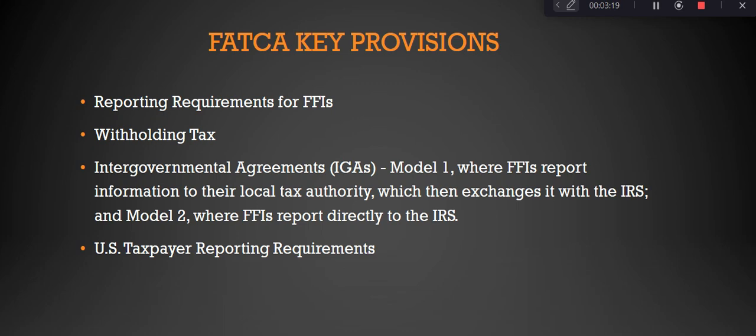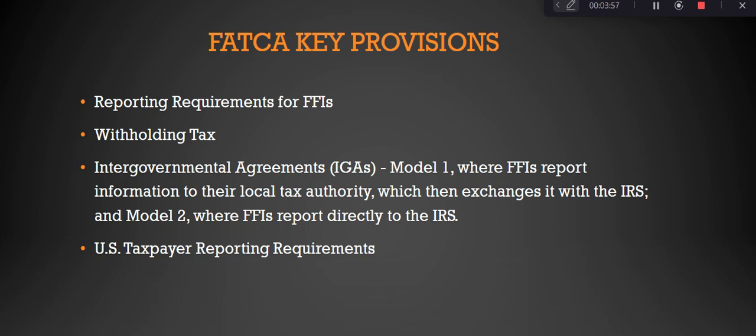In Model 1, the FFIs of the local jurisdiction will go ahead and report the findings to the local tax authorities. These tax authorities will go ahead and exchange the information with the IRS or the US. And in Model 2, FFIs directly report to the IRS without any local authority involved. So the last provision is taxpayer reporting requirements, where US taxpayers are needed to report the requirements filed by FATCA.